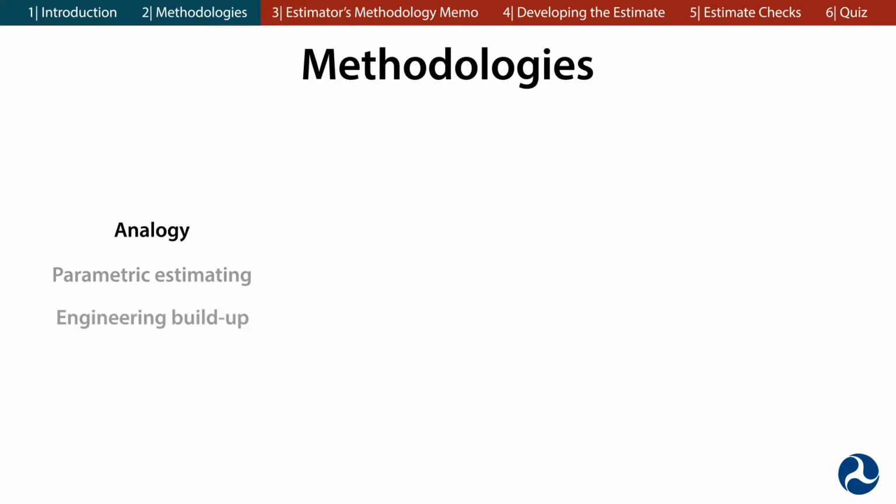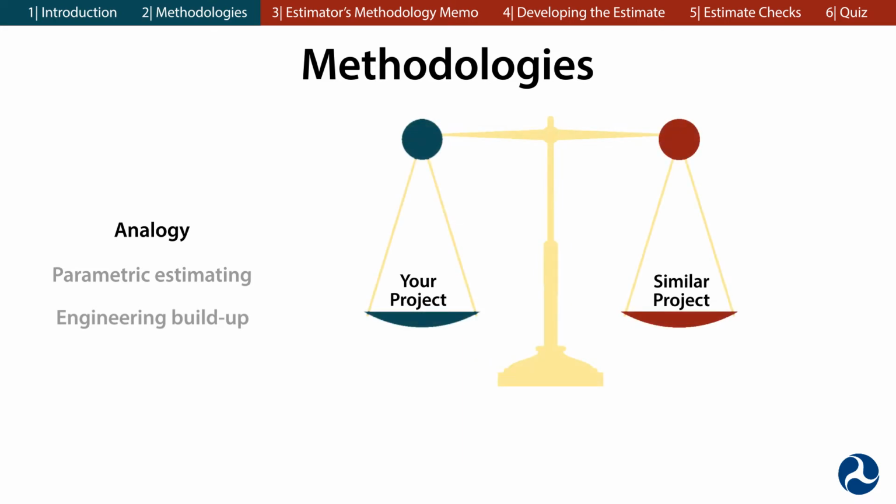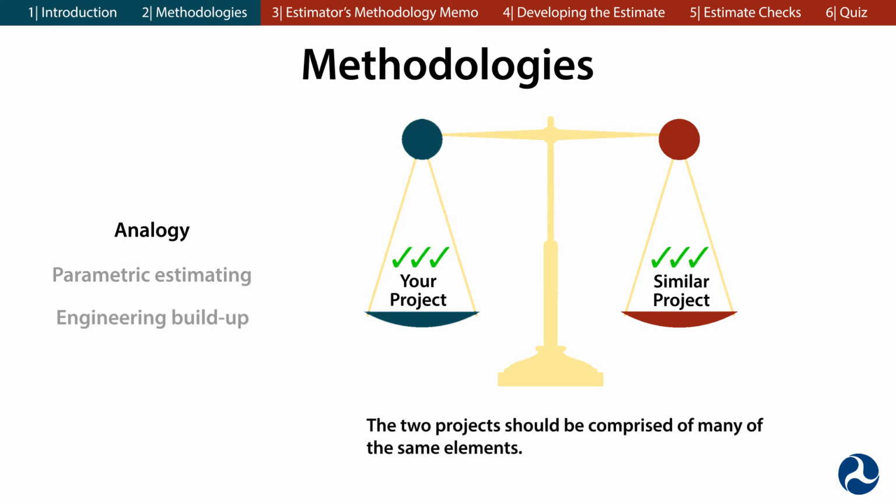The analogy method is a comparison between your project and another project that is similar in scope, size, and purpose. Examining a previously completed project and the actual costs that comprise it allows you to make a one-to-one comparison with your project. Ideally, the comparison project should share as many variables with your project as possible. As such, the two projects should be comprised of many of the same elements.